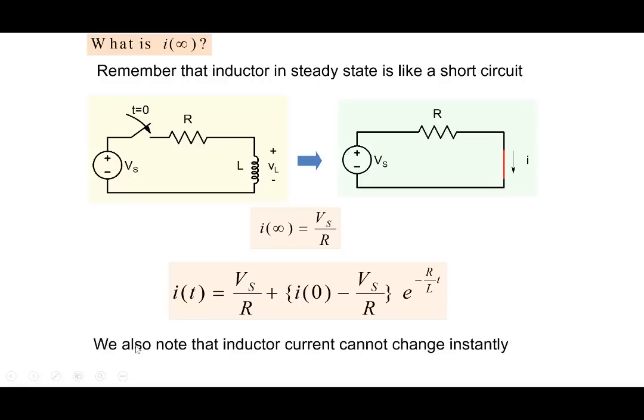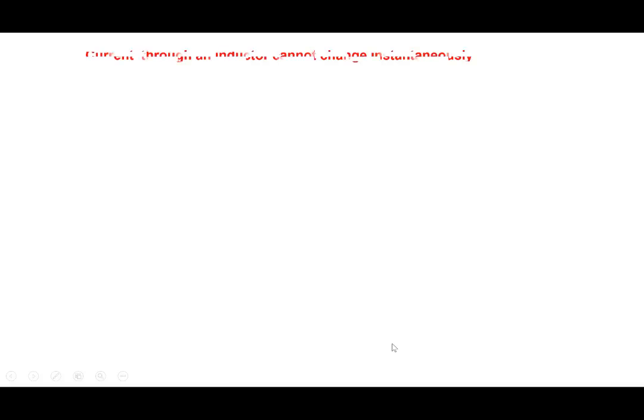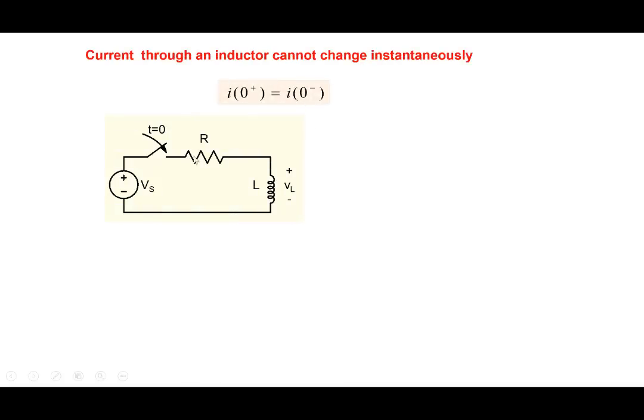We also have to find out what is I0. Note that this I0 is I(0 plus). The current through an inductor cannot change instantly, right? So I(0 plus) must be equal to I(0 minus). Before the switch is closed, there is an R and an L, and the current through the inductor then is 0 here.